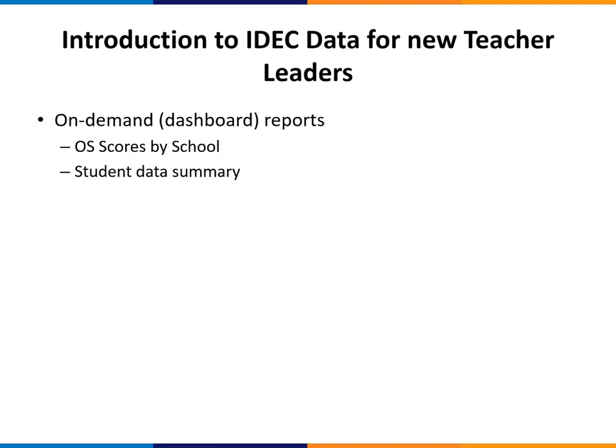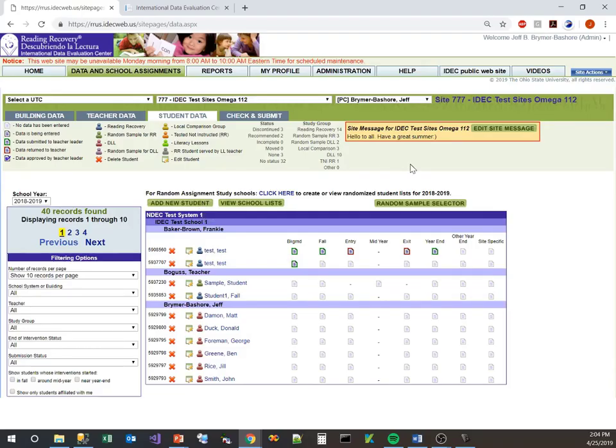And specifically, we're going to look at two examples. We're going to look at the OS scores by schools on-demand report and the student data summary. So now let me bring over a window here. Okay, so here we are.